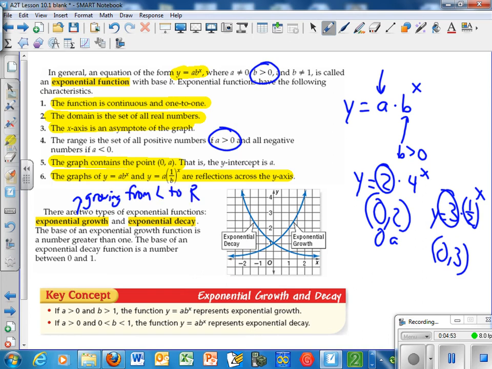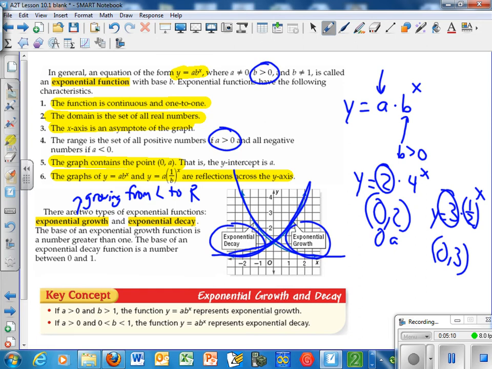So the curve is increasing from left to right. So this curve right here would have exponential growth from left to right. This one is actually going down as we go from left to right, so that would be exponential decay.